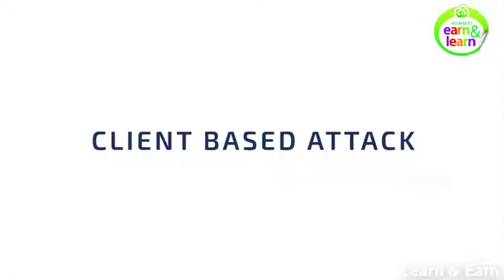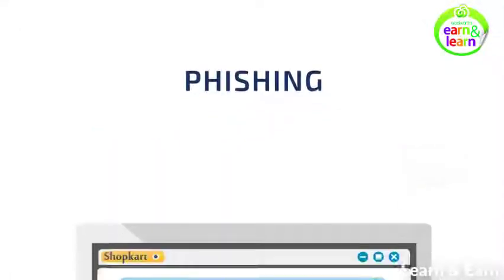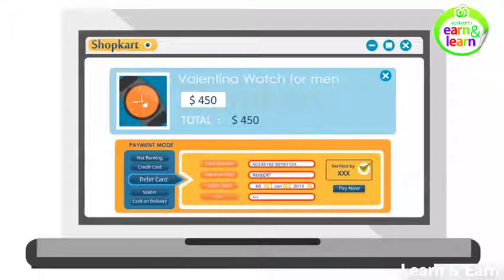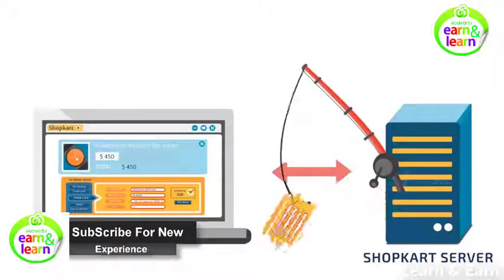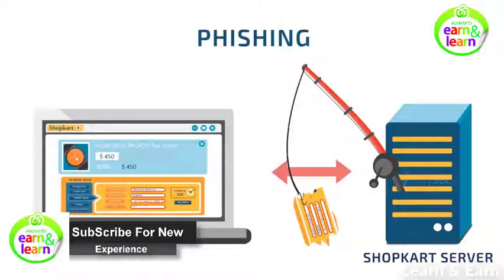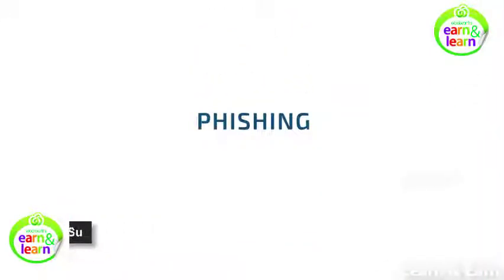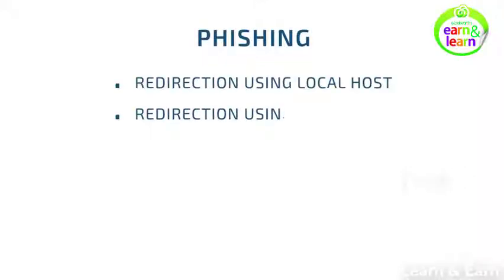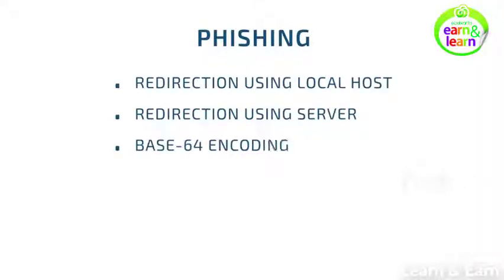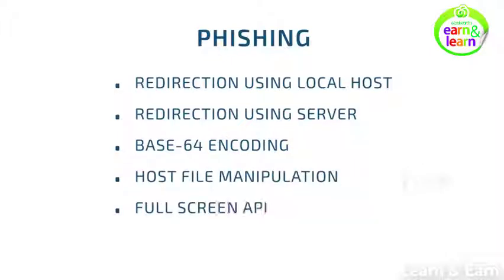Client-based attacks. Phishing. An attempt to steal sensitive data via electronic communications by being disguised as a trustworthy internet resource is called phishing. Phishing can be done by either of the following methods: redirection using localhost, redirection using server, base64 encoding, host file manipulation, and full-screen API.